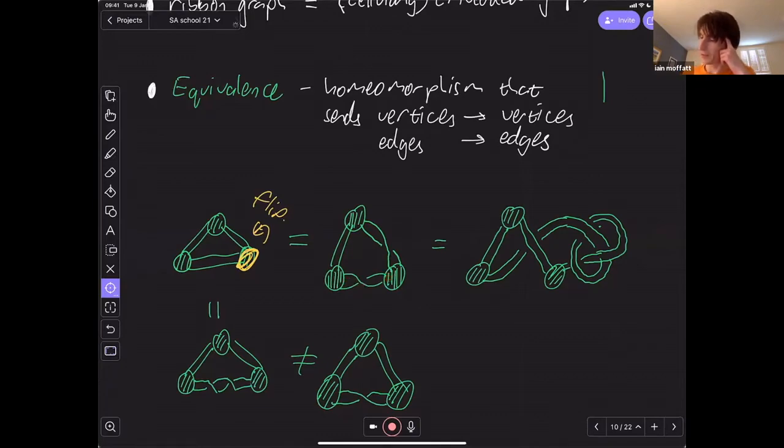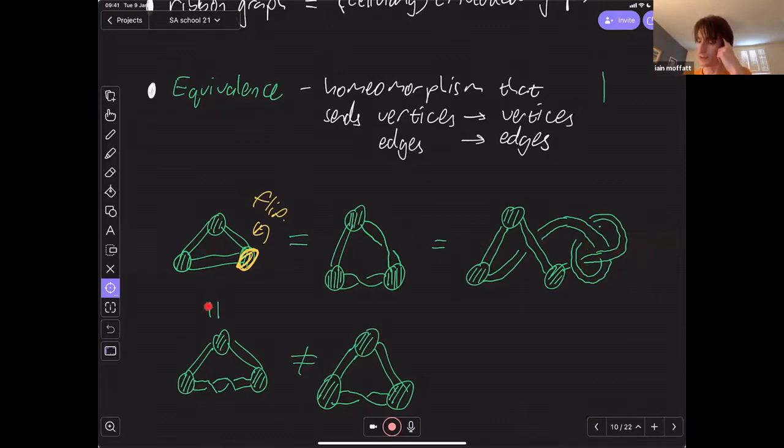More generally, I could use homeomorphisms. So maybe I could take this, cut it open, tie it in a knot, and glue it back together. But because I'm interested in things up to homeomorphism, I really don't care about this knotted part. So the edges, the ribbons, can pass through each other and knot themselves. So these would be the same ribbon graph.